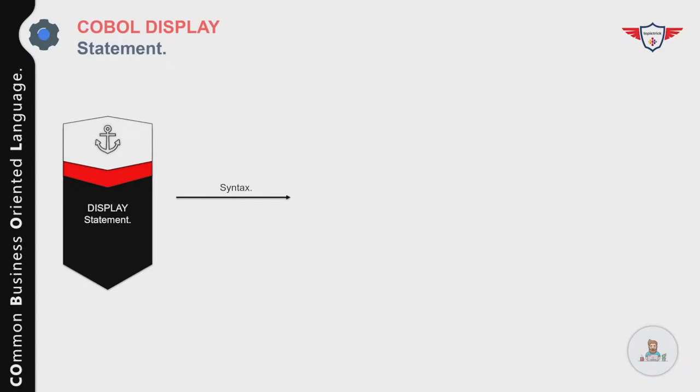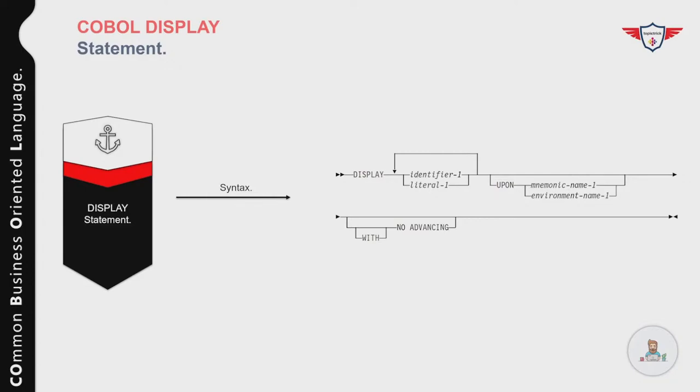As you know, the syntax is again similar to what we have seen in the ACCEPT statement. So it is pretty simple and straightforward. You have the DISPLAY keyword, after that you have an identifier or literal. And thereafter you have some additional options. For example, you can use UPON with a mnemonic name or environment name, and you have WITH NO ADVANCING or ADVANCING option, right? Now let me showcase an example.